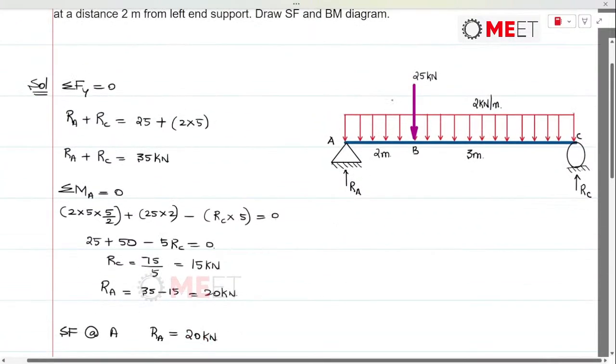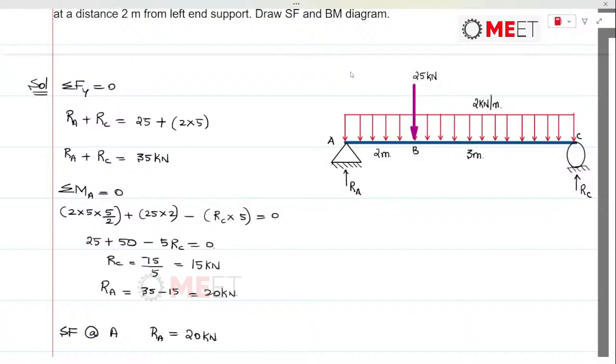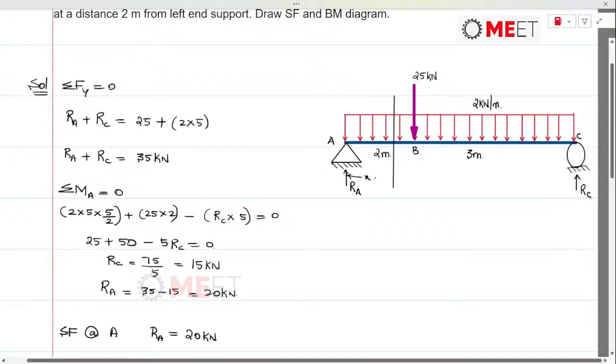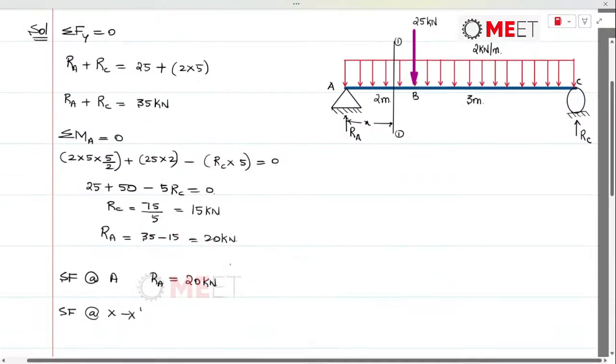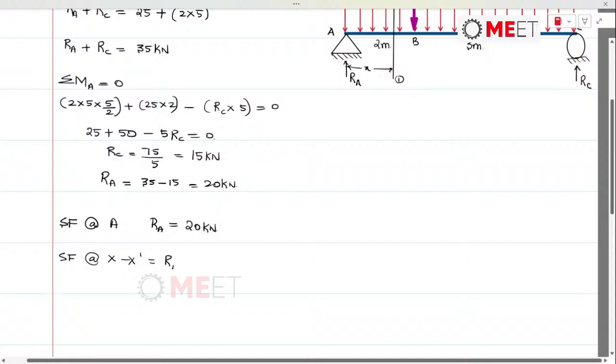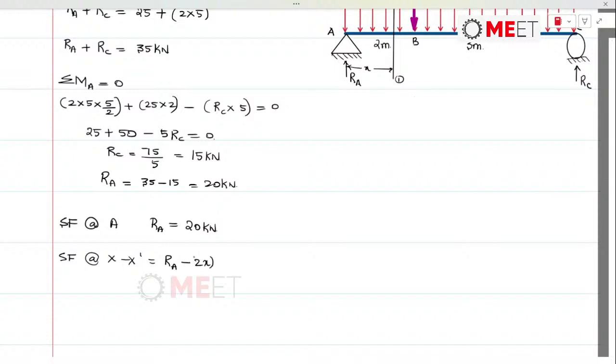So let me draw the section between the points A and B, and from point A up till section XX, let's mark that distance as X. So here we find RA force to be present, and along with that UDL of 2 kilonewtons over X meters of length. So when we convert UDL into shear force, it's 2 into X. We treat that as a rectangle whose height is 2 and the length is X meters. So RA minus 2x.